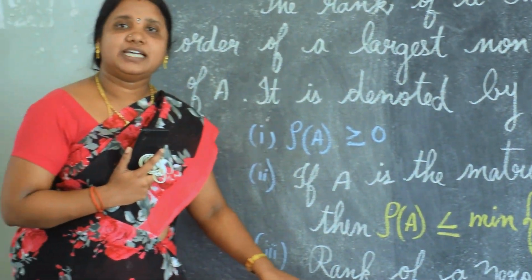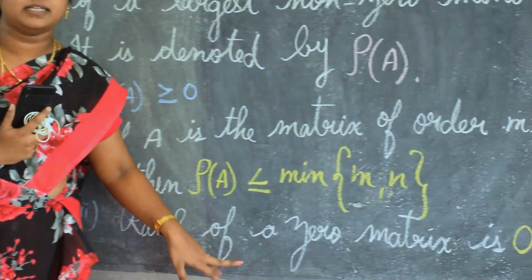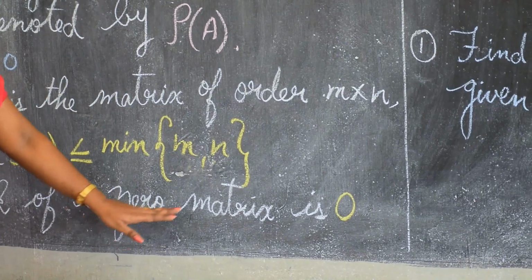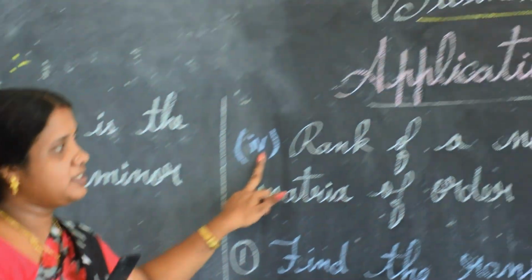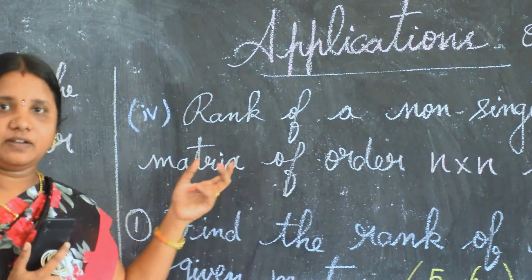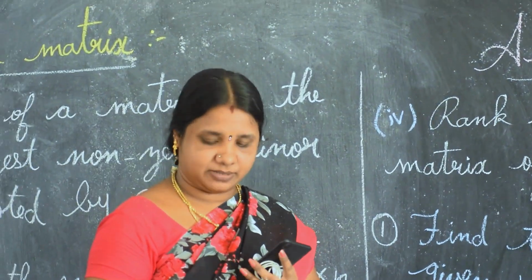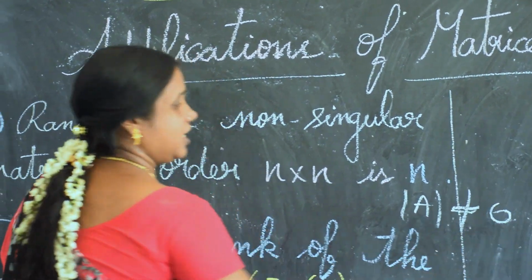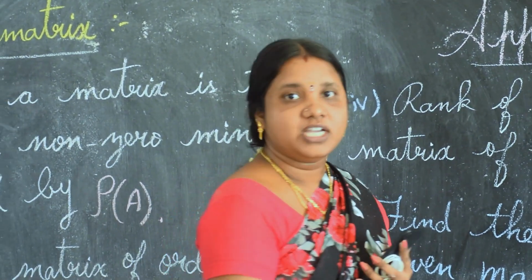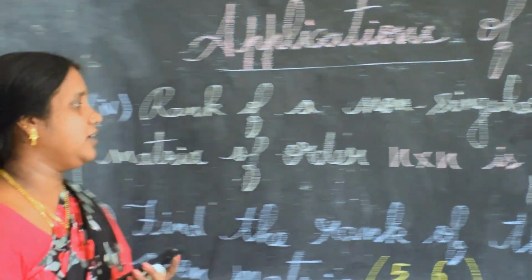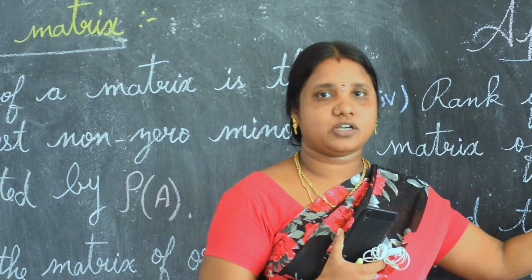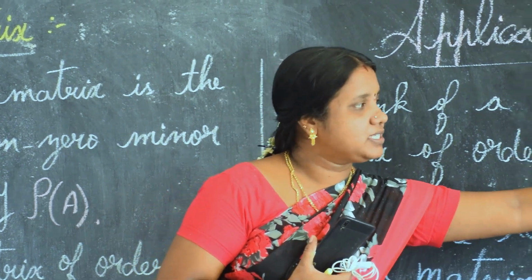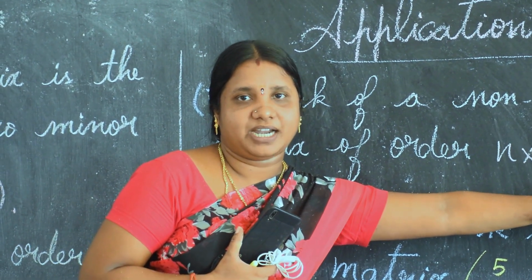Next, the rank of a zero matrix is 0. Always the zero matrix, its rank will be 0. Next our point is the rank of a non-singular matrix. Non-singular matrix means our determinant of A is not equal to 0. If it is not equal to 0, then it is said to be a non-singular matrix of order n cross n. N cross n means the rows and columns are equal, then the rank of the matrix is n.